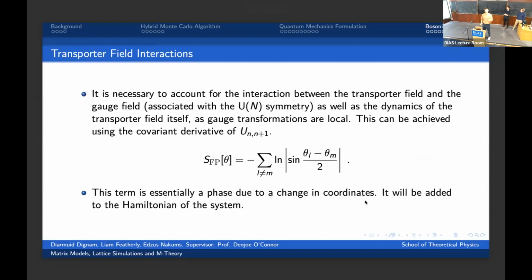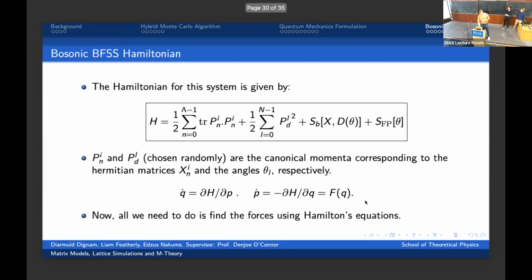But that's not the only action we're interested in, because essentially what we did was changing coordinates, and there's an extra term that pops out from that due to just the way that the transporter and gauge fields interact. And we essentially get this extra phase term, where again, these theta are angles associated with the unitary transformations. And we will add that to our Hamiltonian as well.